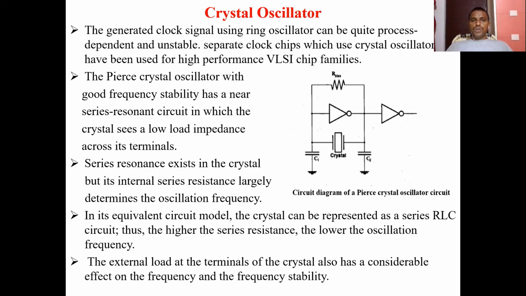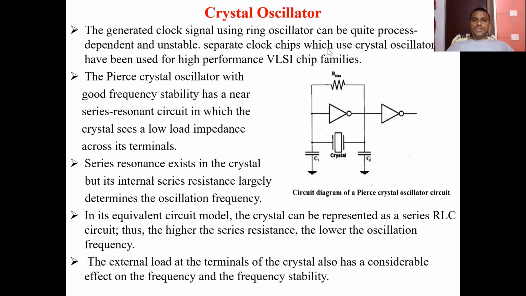Okay, so that's why we are going to use this crystal oscillator in VLSI circuits to generate the clock signal. The clock signal generated by using the ring oscillator can be quite process dependent, and it is unstable. The very important point is that it is an unstable clock. If you apply an unstable clock, it is a problem for us, not only in VLSI but in any clock dependent circuits.